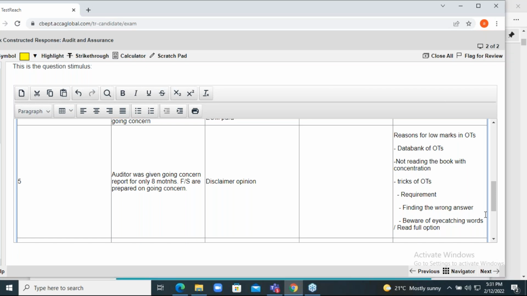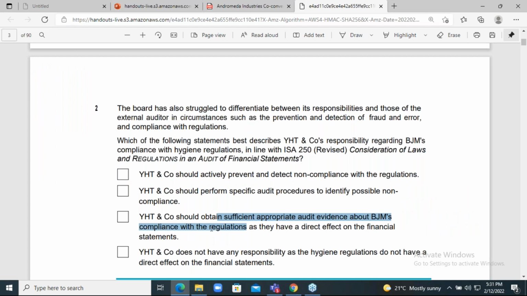Now let's go to this. Sufficient and appropriate evidence about BGM's compliance with the regulation. Now I am going to tell you that option C is incorrect. All the students who said that C is wrong, they are correct. Now, my next question: why is C incorrect? What is the reason? What is the logic?